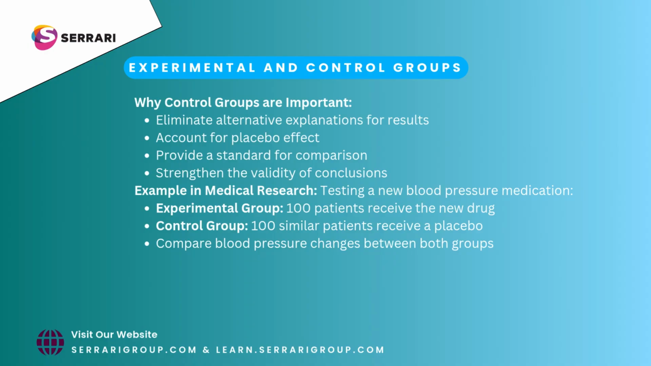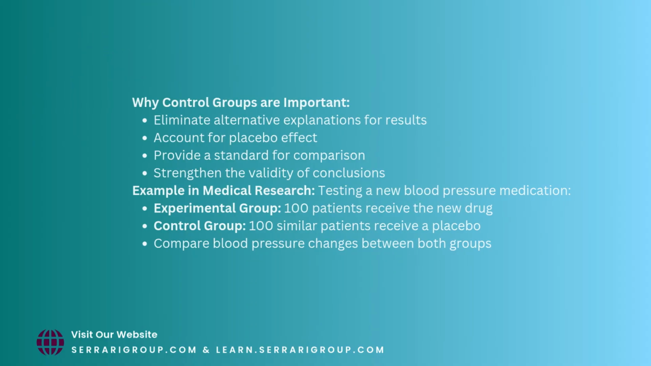Example in medical research, testing a new blood pressure medication. Experimental group, 100 patients receive the new drug. Control group, 100 similar patients receive a placebo. Compare blood pressure changes between both groups.